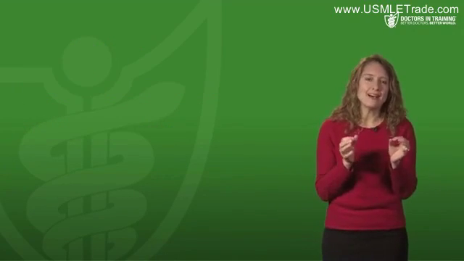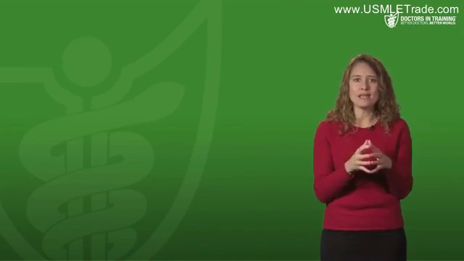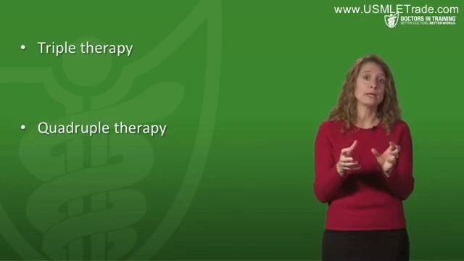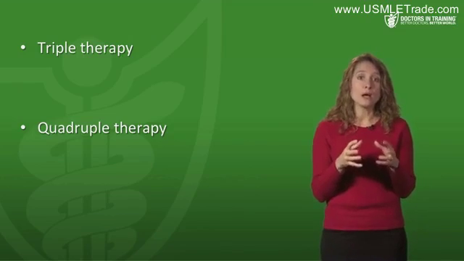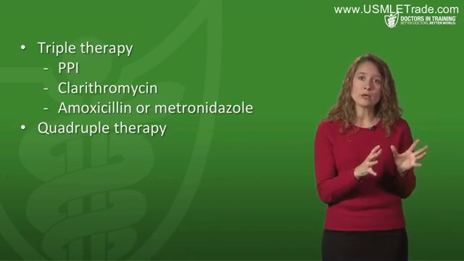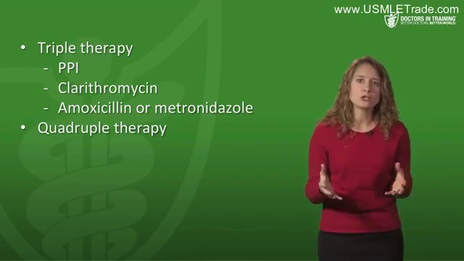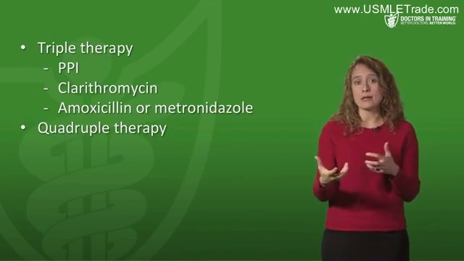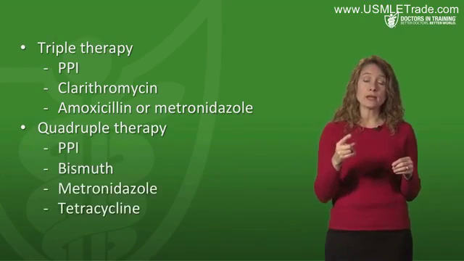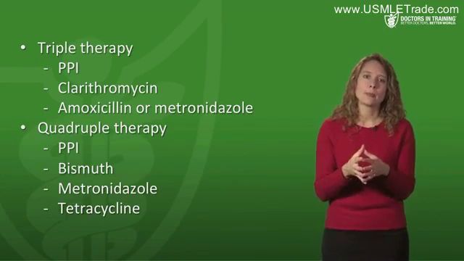H. pylori is another tough little guy, so we have to use several drugs to get the job done. There are several different versions of the triple and quadruple therapies for H. pylori. The standard triple drug regimen for H. pylori includes a proton pump inhibitor like omeprazole, clarithromycin, and amoxicillin. If the patient is penicillin allergic, then you can substitute metronidazole. Quadruple therapy usually combines 2 antibiotics, metronidazole and tetracycline, with a proton pump inhibitor and bismuth.